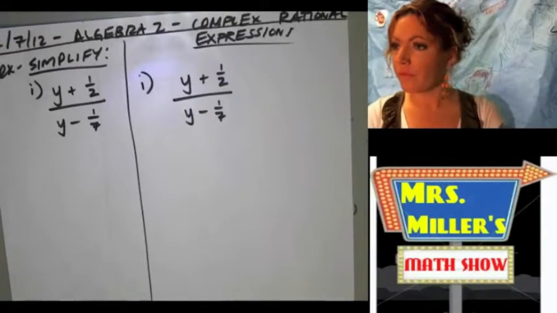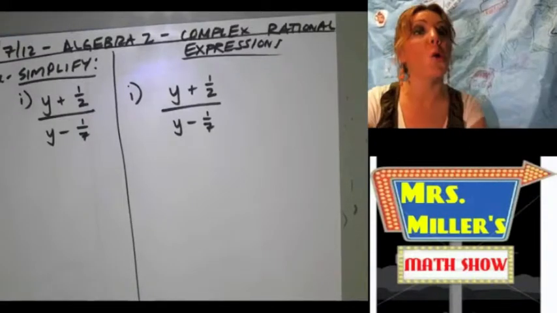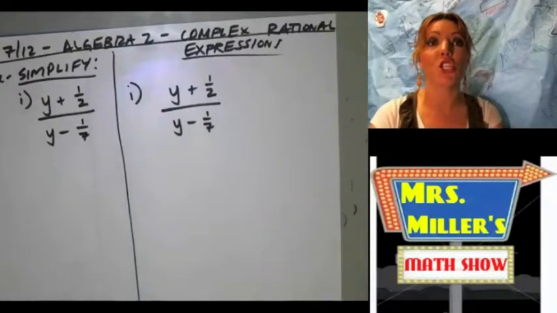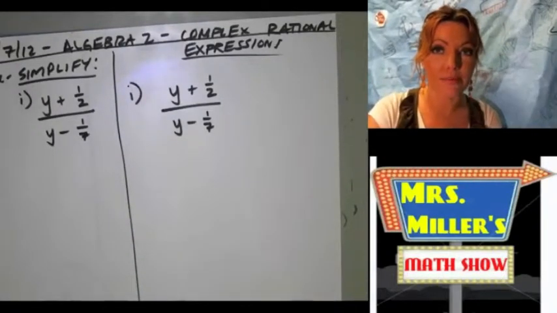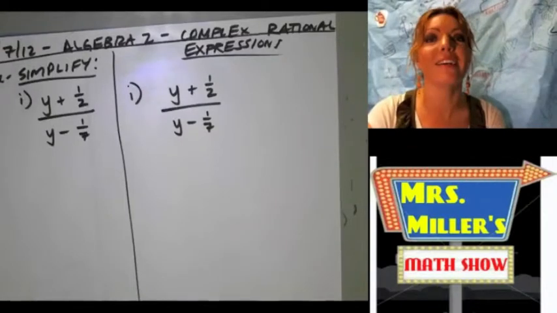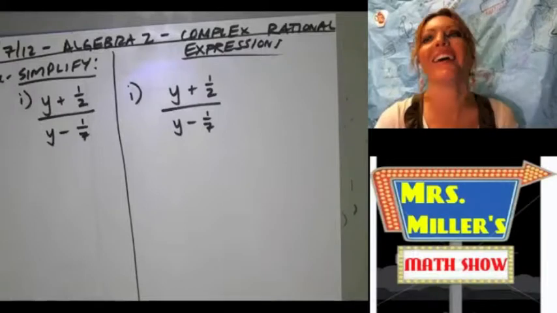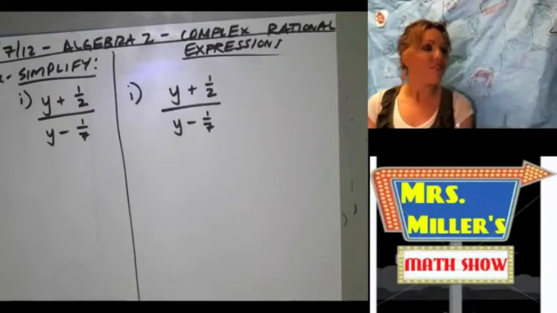Yes, it says complex rational expression. So let's talk about what that is. A complex rational expression is a fraction within a fraction within a fraction within a fraction. It's like every math student's dream problem, right? In case you haven't noticed, I'm a little bit sarcastic.